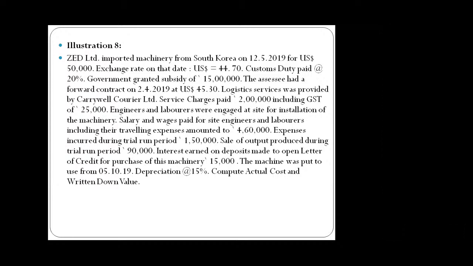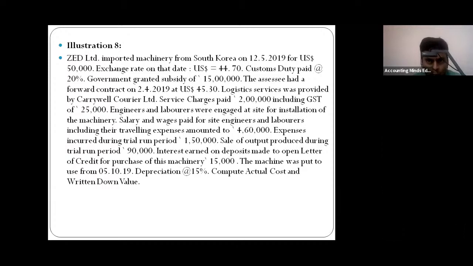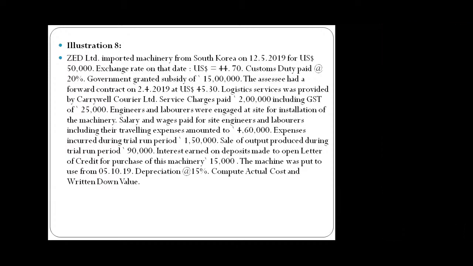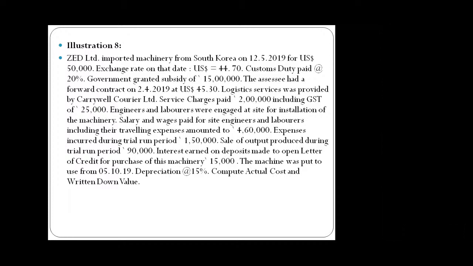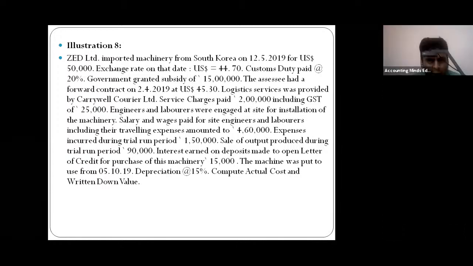Logistics services was provided by Carrywell Courier Limited. Service charges paid rupees 2 lakh including GST of rupees 25,000. Engineers and laborers were engaged at site for installation of the machinery. Salary and wages paid for site engineers and laborers, including their travelling expenses, amounted to rupees 4,60,000. Expenses incurred during trial run period was 1,50,000. One second. What is this trial run period expense?